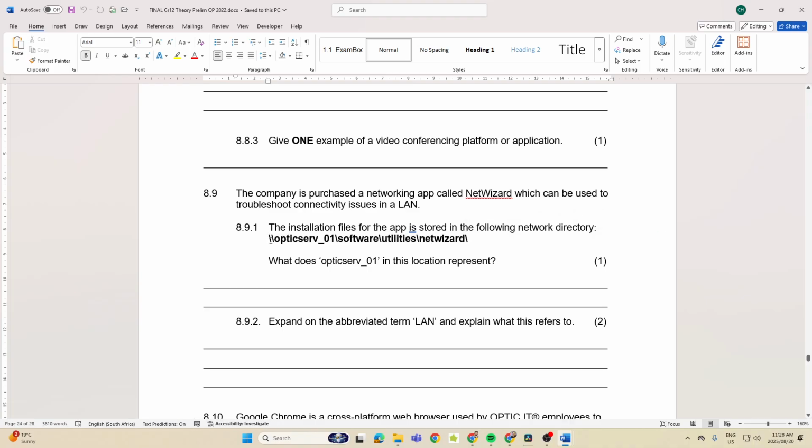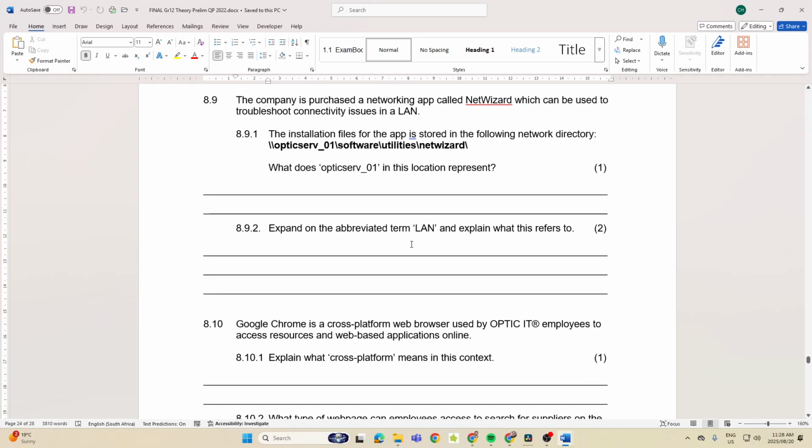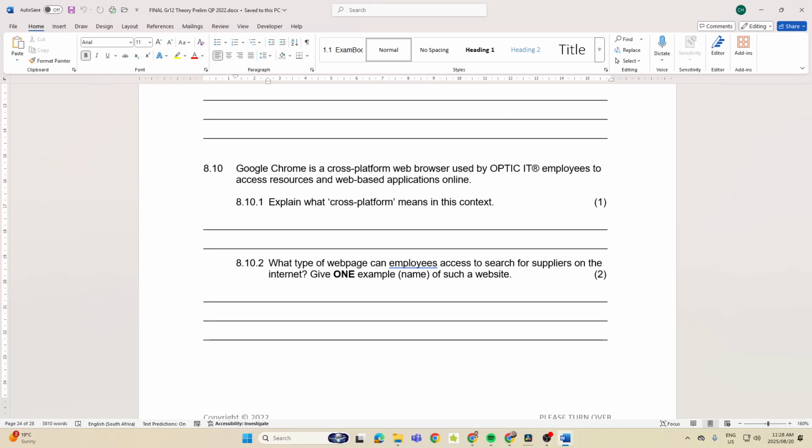Usually you would see this with a file path. When you see this, those slashes indicate we're now looking at a server on the network. Okay, so that OpticServe01 represents the name of the server where this is located. We know LAN, there's LAN coming up again. What is meant by the term cross-platform? So it's simply that it can be used on different devices. So if you had, in the context of games, a game that was cross-platform, it could be played on a PlayStation and Xbox. That's all that means.